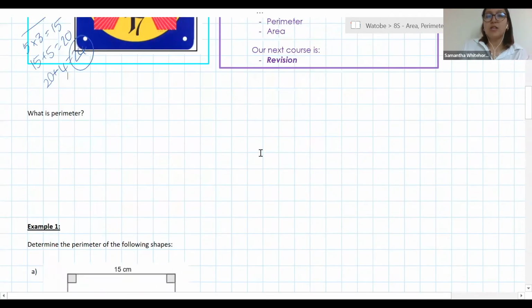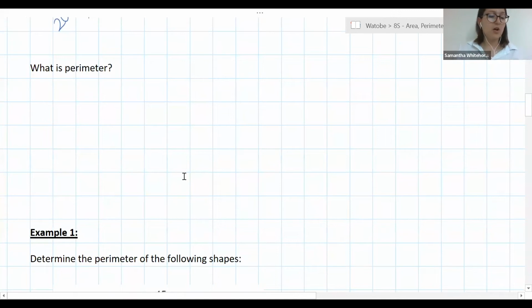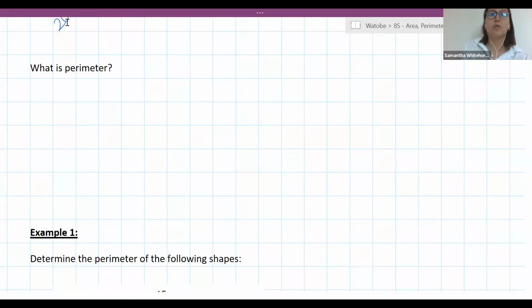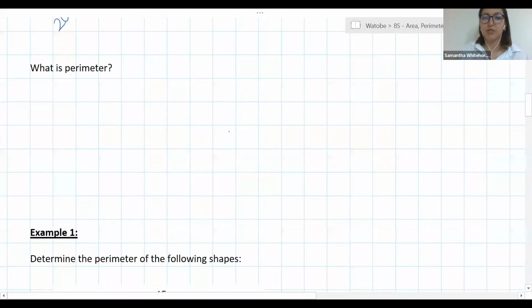So we are chatting about perimeter today. Can someone put their hand up, or you can put it in the chat and answer for me, what is perimeter? Like, what do I mean when I say perimeter? What am I looking for? Pop it in the chat. You can raise your hand. I know someone somewhere knows what perimeter is.